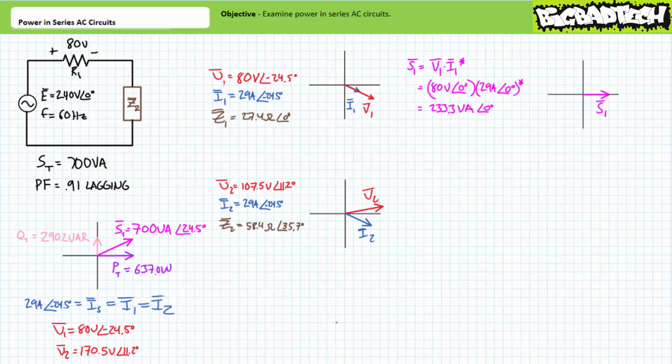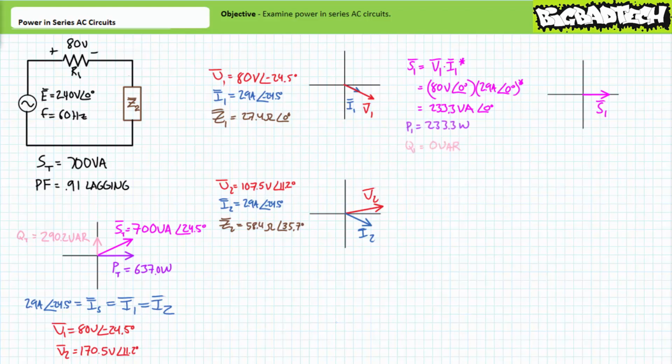Let's examine power for element 1. It can be said that current through element 1 is in phase with the voltage across it, and there exists a relative phase shift of 0 degrees between voltage and current. Apparent power is the complex conjugate of voltage times current. Substituting our given values, we arrive at an apparent power figure of 233.3 volt amperes at an angle of 0 degrees.